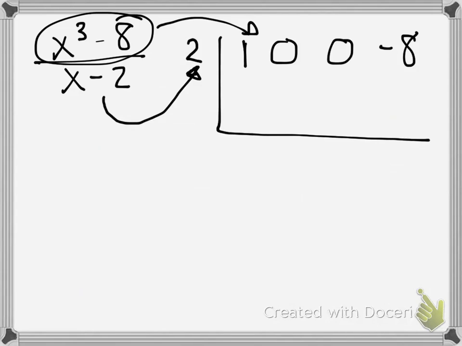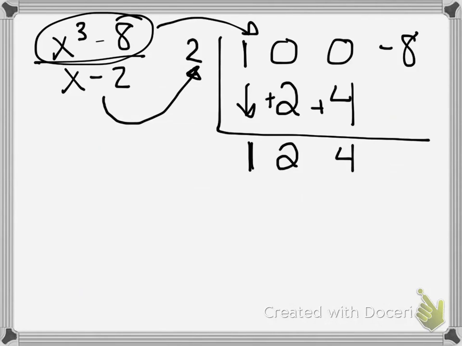Okay, now these are the steps that you need to remember. You bring down your first column. Then you multiply. So that's 1 times 2 is 2. And then you add, and you get 2. Then you multiply. 2 times 2 is 4. You add, you get 4. Then you multiply. 4 times 2 is 8. You add, and you get 0.